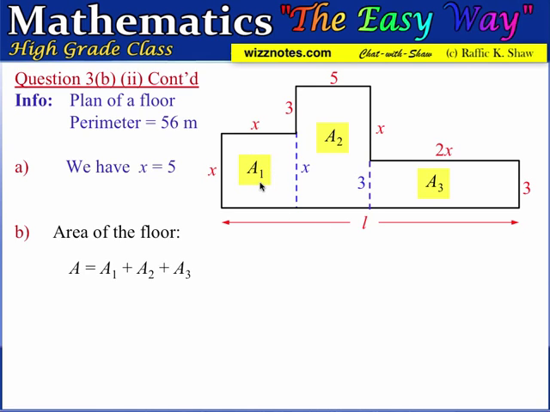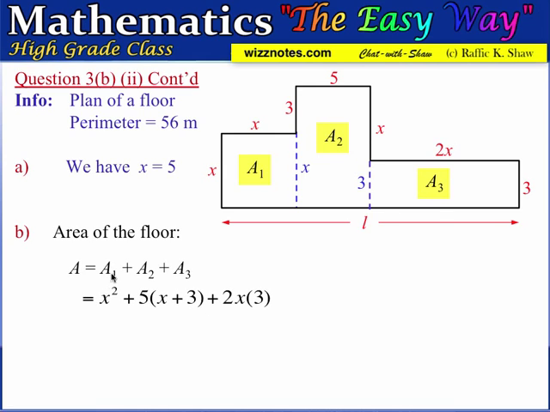Now area 1 is a square and the dimensions are x by x. Area 2 is a rectangle and the dimensions will be 5 by x plus 3. And so the area of area 2 will be 5 multiplied by x plus 3. Area 3 also is a rectangle and its dimensions would be 2x by 3. And so the area of area 3 would be 2x multiplied by 3. We can write an expression for the total area of the floor by taking area 1 plus area 2 plus area 3.